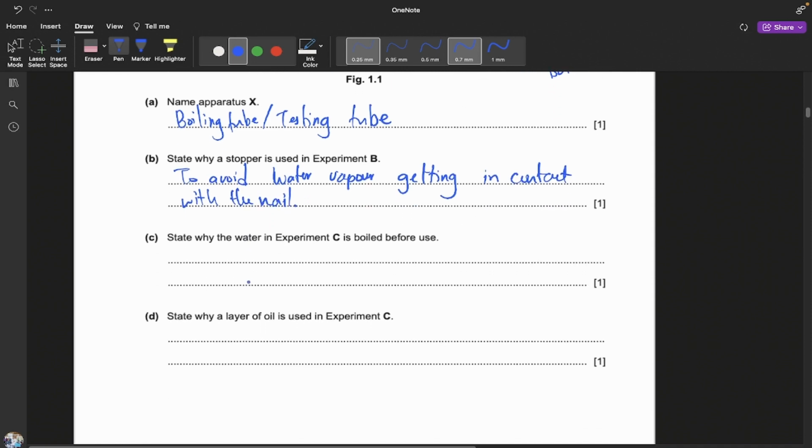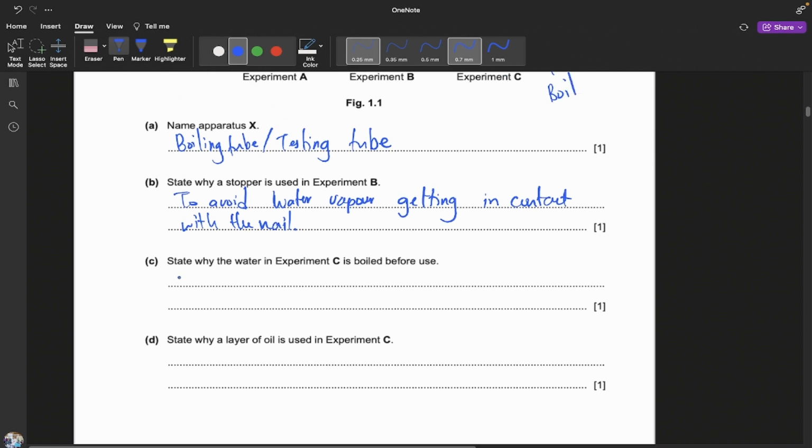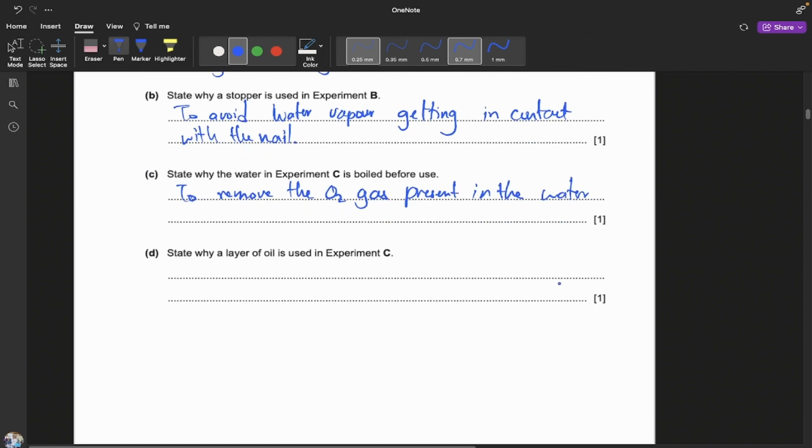State why water in this experiment is boiled before use: to remove the O2 gas present in the water. That's easy. State why an oil layer is used in experiment C: to prevent O2 gas in the atmosphere getting in contact with the nail.